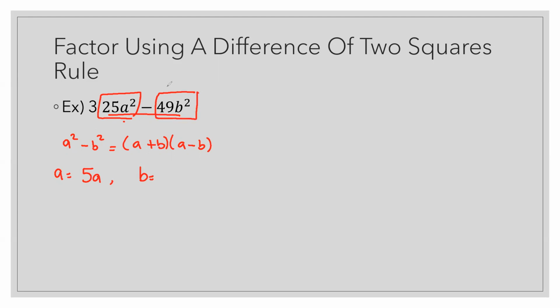And then b is going to be related to the second term, 49b squared. So it's a number and a letter. Start with 49. What number when squared gives you 49? 7. And then the letter b squared, what letter when squared gives you b squared? Just b. Okay, so once you have your a and your b, make it look like the right side of the equation. So it's a plus b, so it's 5a plus 7b times a minus b, so that's 5a minus 7b.